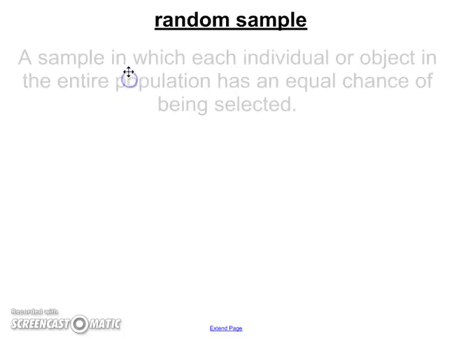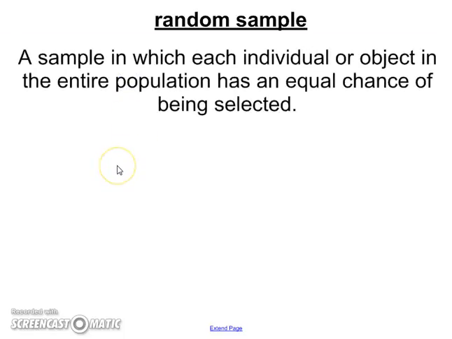But then there are different types of sampling. Okay, we have random samples, which is a sample in which each object in an entire population has an equal chance of being selected. Okay, so we randomly go out and pick objects from the entire population to be sampled.